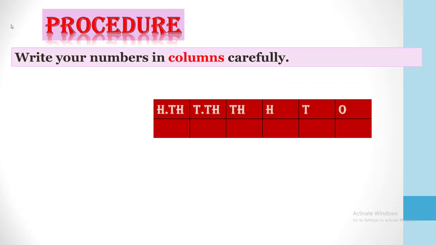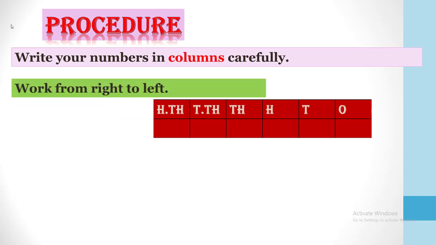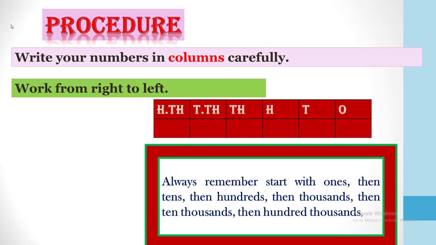For doing subtraction, write your numbers in columns carefully. Work from right to left. Always remember, start with ones, then tens, then hundreds, then thousands, then 10,000s, then 100,000s.